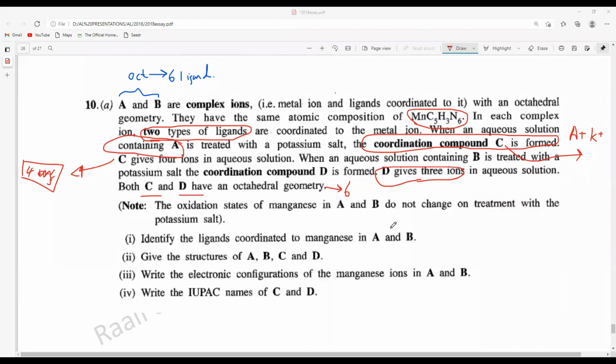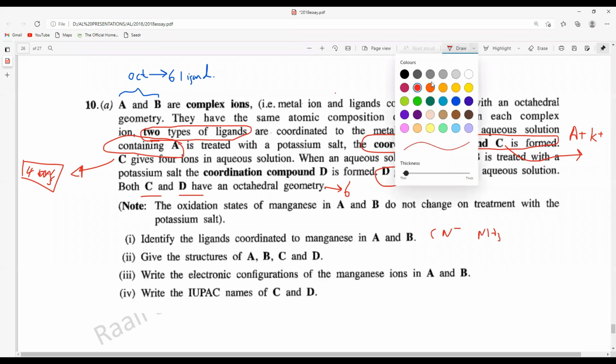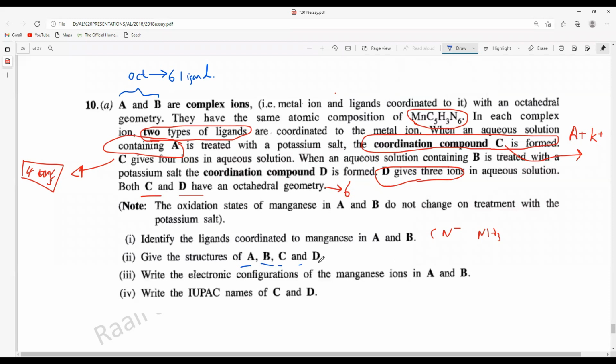Identify the ligands coordinated to manganese in A and B. So basically it should be CN minus and NH3, right? So I will use a different color. Give the structure of A, B, C, D. So A and B should be the negatively charged species, and C and D have potassium attached as an outer sphere counter ion.